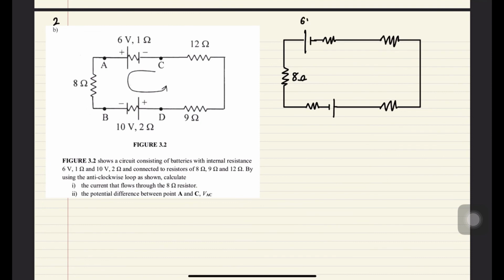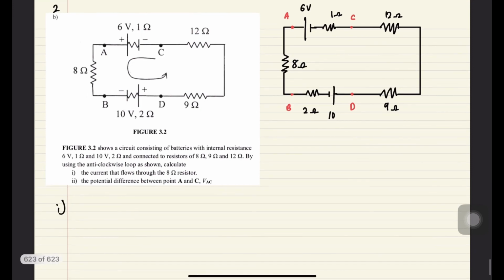Okay, this one is 6 volt, this one is 1 ohm, that one is 12 ohm, this one is 9 ohm, and this would be 10 volt and 2 ohm. Then they give you 4 points, A, C, B, and D. The first question, they want to calculate the current that flows through the 8 ohm resistor. Because you only have one loop, everything is in series, so you only have one value for current. As long as you calculate the current, it will be the current passing through the 8 ohm resistor.